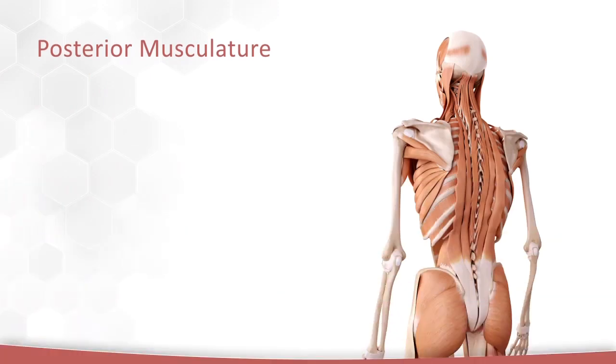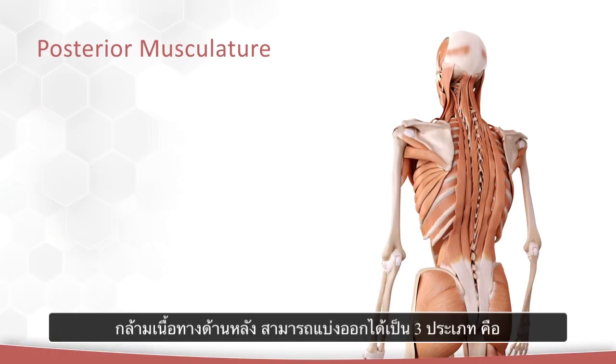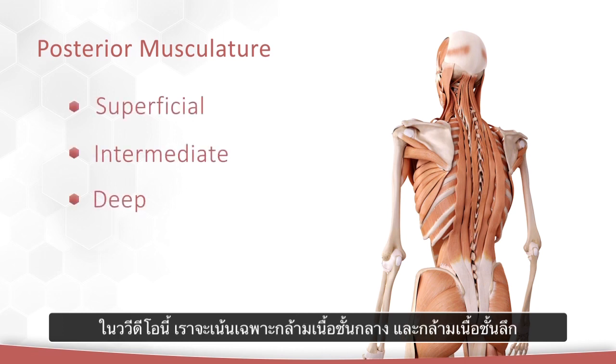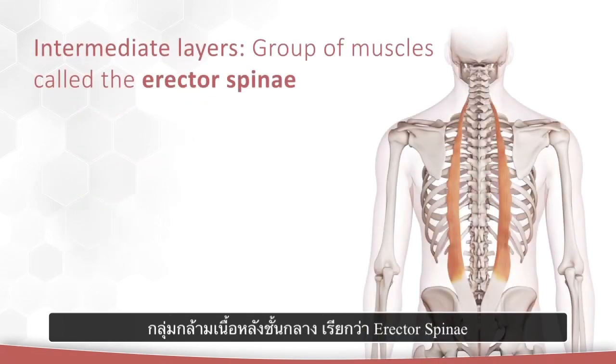Now let's move on to the posterior muscle groups. Posterior muscles are further divided into superficial, intermediate, and deep layers. For the purpose of this video, we will just focus on the intermediate and deep layers. Within the intermediate layer is the group of muscles known as erector spinae.